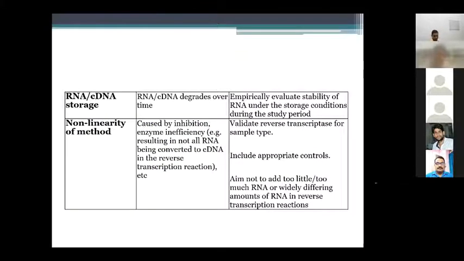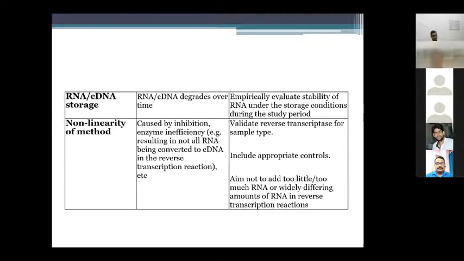Similarly, consider the non-linearities of the method and the RNA and cDNA storage. RNA and cDNA degrade over time, so you evaluate the stability of the RNA under the storage condition during the study period. If you are collecting RNA at one time, then you should frequently evaluate the storage condition. What is the degradation rate of the RNA or DNA?